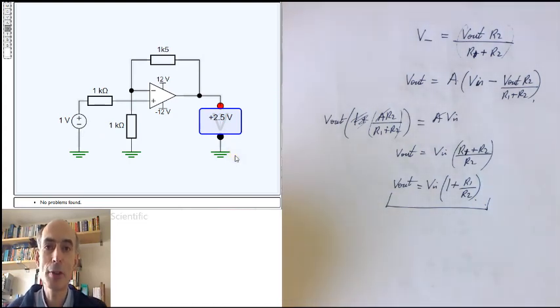This is the first of the classic amplifier configurations that we'll be looking at involving op-amps. There's quite a few more of them to come. In the next chat, we'll have a look at the second most common one, the inverting amplifier.